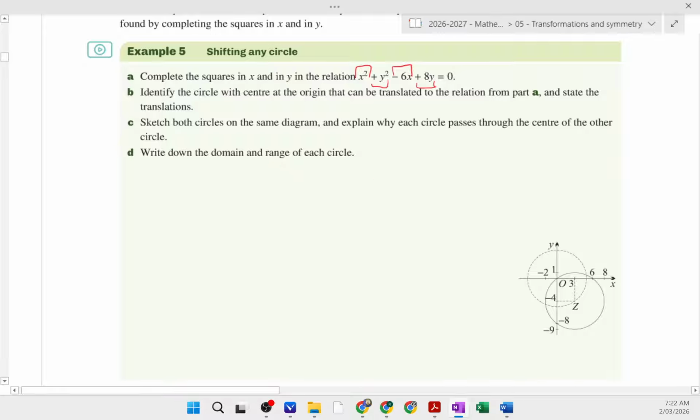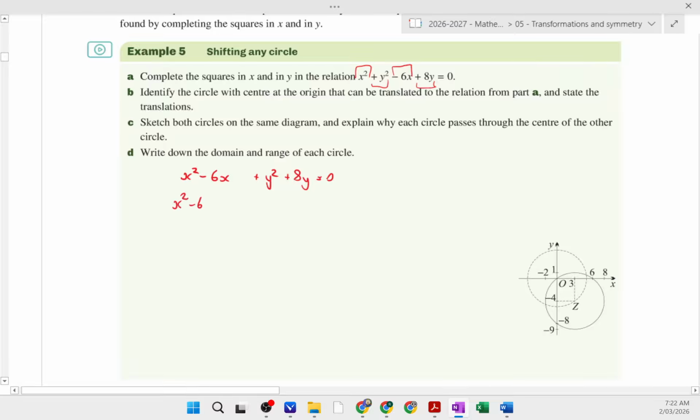All right. So first things first, we're going to write this down. You don't need to do this, but I'm going to do it just so that you can see exactly what we're doing. x squared minus 6x. So I'm just putting them together, and I'll put a little bit of a space. y squared plus 8y equals 0. I've just done that just so you can see them separately and go, okay, I'm going to complete the square. So here we go.